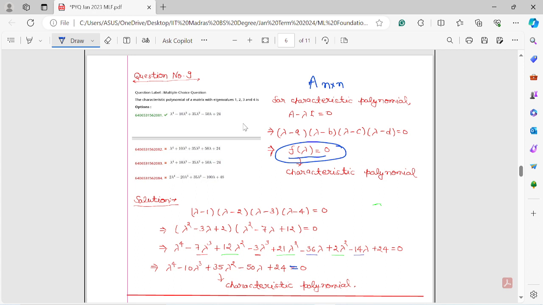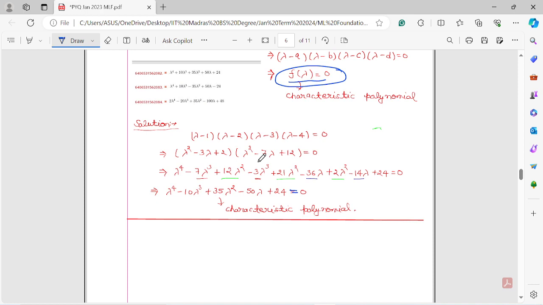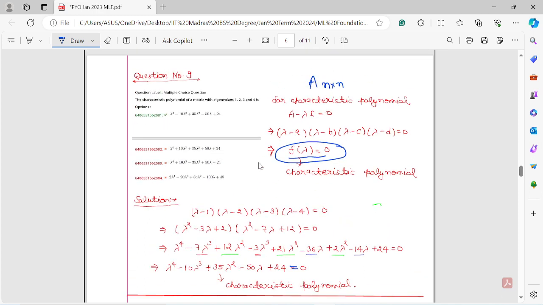So we have to find the characteristic polynomial. We will directly substitute the values of a, b, c, d, which are given as 1, 2, 3 and 4, and simplify this equation to get the characteristic polynomial: lambda power 4 minus 10 lambda cube plus 35 lambda square minus 50 lambda plus 24. So the matching answer is option A.